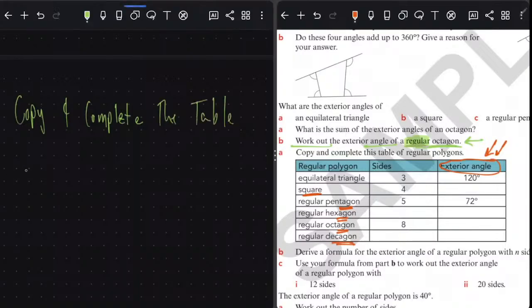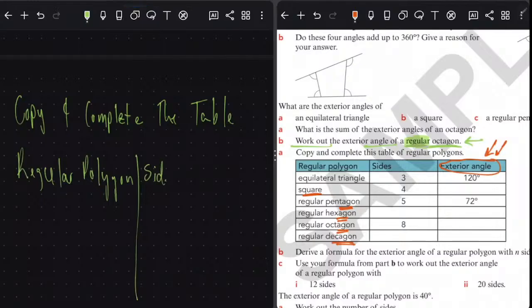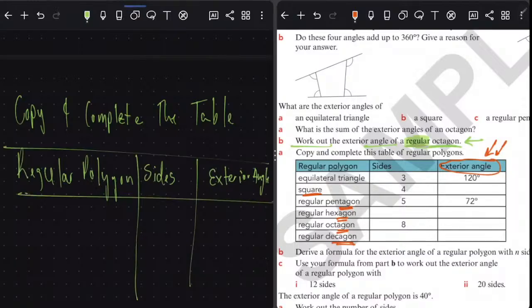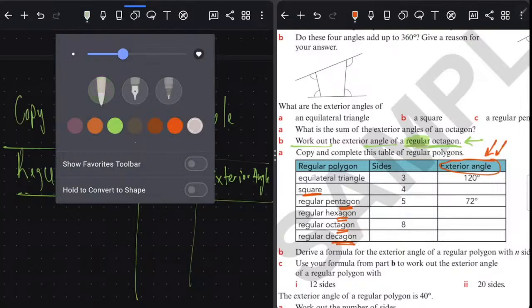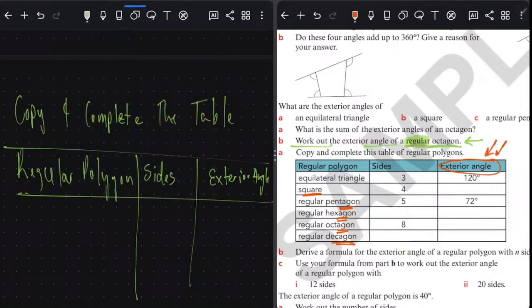So I want you to say here, regular polygon. Then you say here, sides. Then here you say exterior angle. I want you to find the exterior angle of one, because all of them are equal. So find me what one would be, and you do the working below.